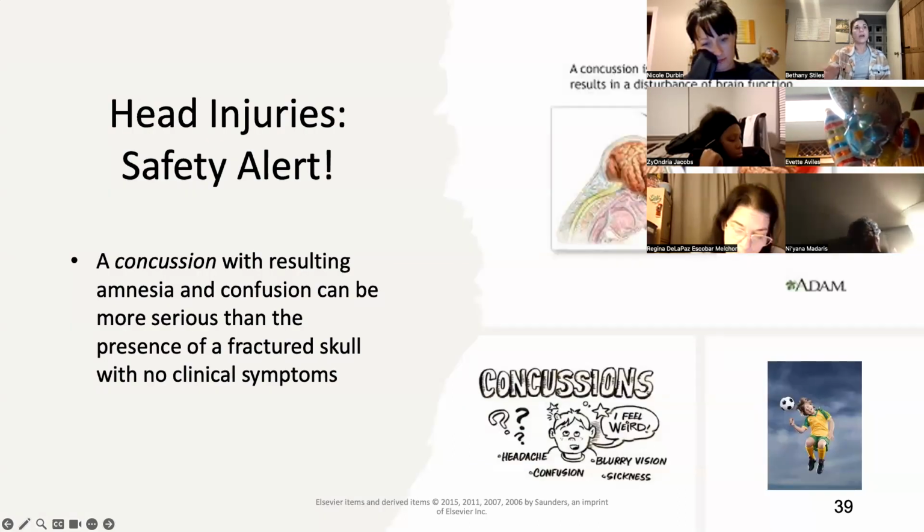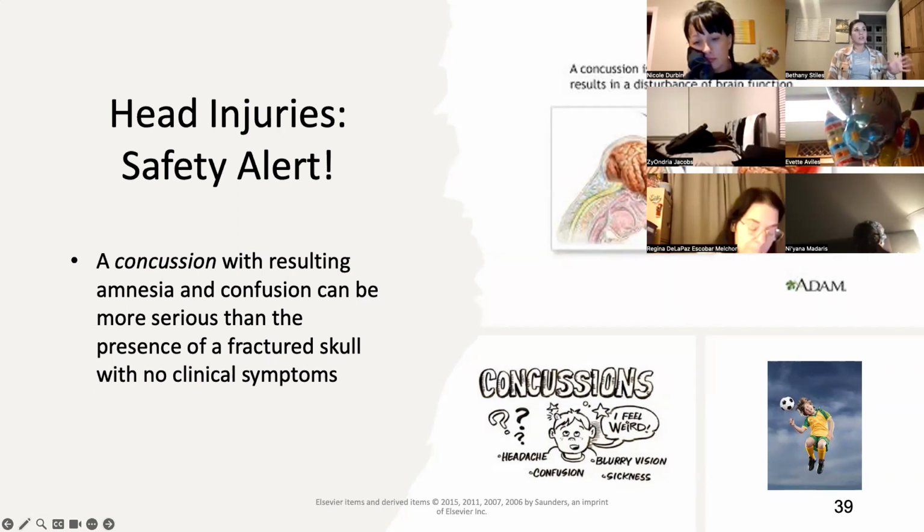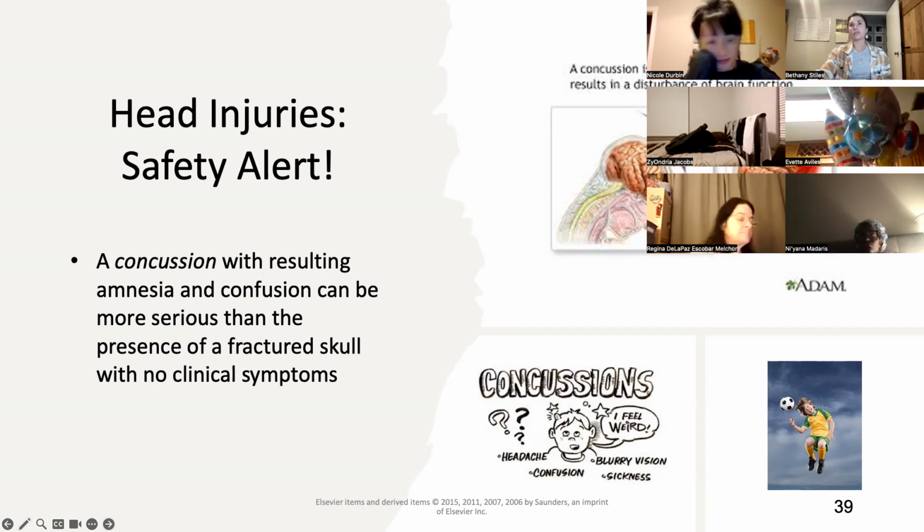So a concussion is where we have that violent jarring or shaking of the head that is going to end up with a disturbance in our brain function. So a concussion that's symptomatic. So we have a concussion and we have amnesia or confusion afterwards is going to be more serious than if we had actually fractured our skull and didn't have any clinical symptoms. So even though we can't actually see the injury, because it's a symptomatic injury, it's going to be worse than if we could actually see a fracture.